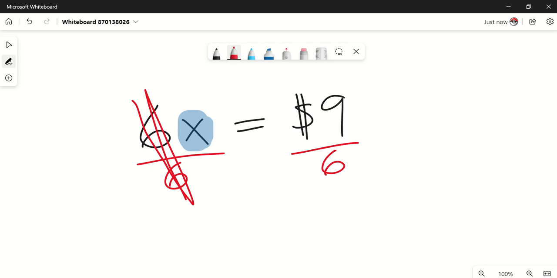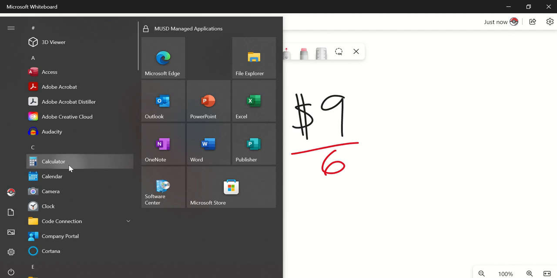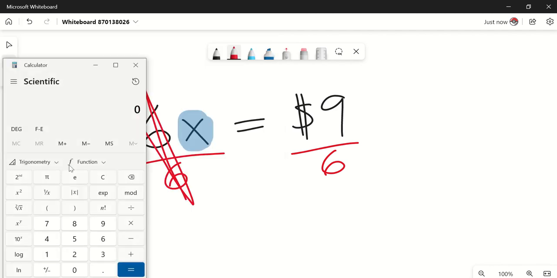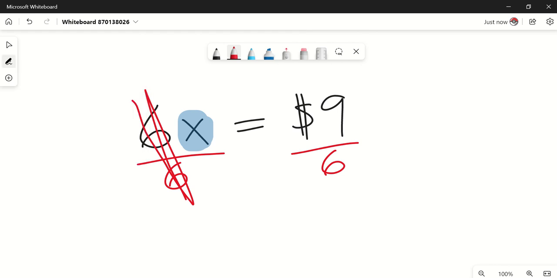And this is where it's going to get tricky. This is where calculators can come into play. I'm going to use a calculator and not do the long drawn-out method. 9 divided by 6 will equal 1.5. But my answer should not be 1.5, should it? No, 1.50. It would be $1.50.